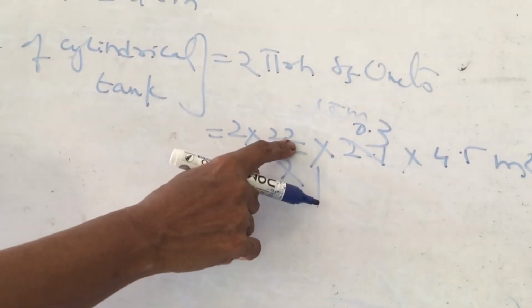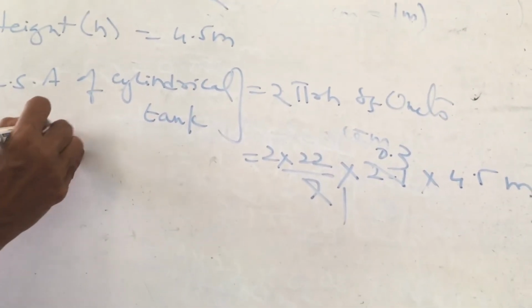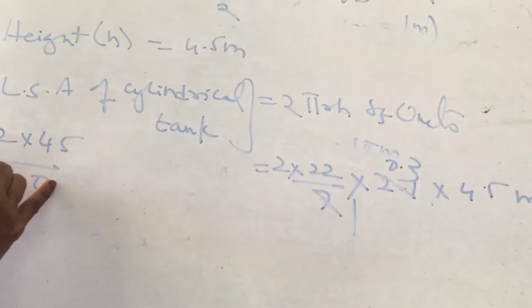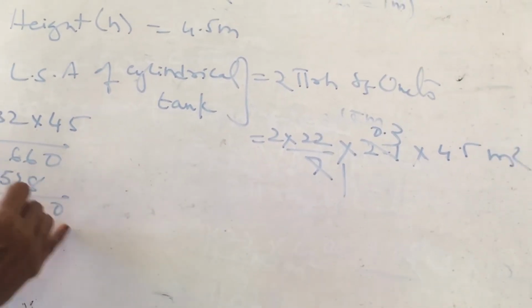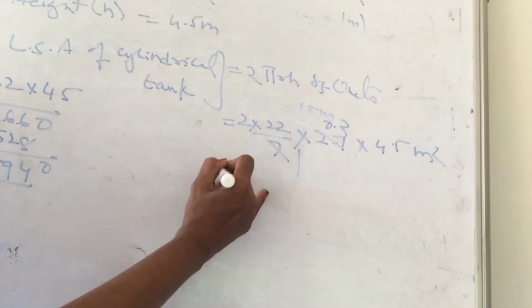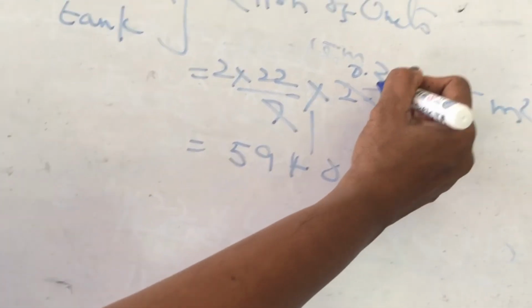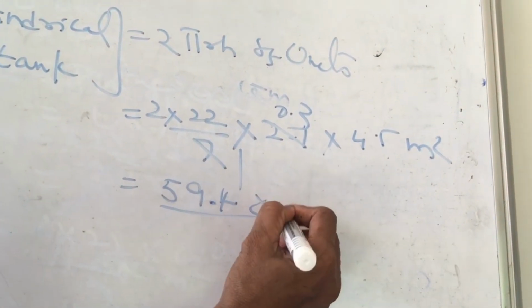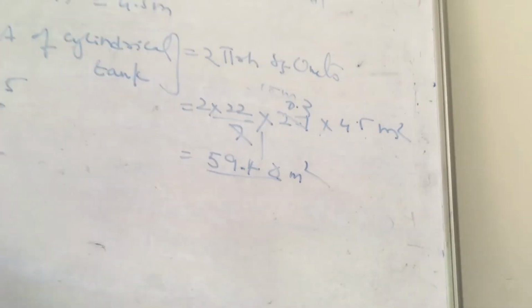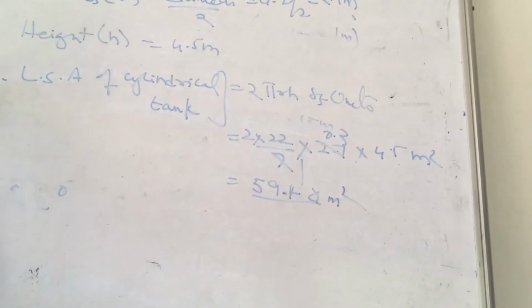2 into 22, 44, into 3, 132, into 45. 5 2s are 10, 66, 8, 52, 14, 9, 5, 9, 4, 0. How many digits after the point? Count 1, 2. Put the point. It is 59.4 meters square. Yes, children, this is the first bit.